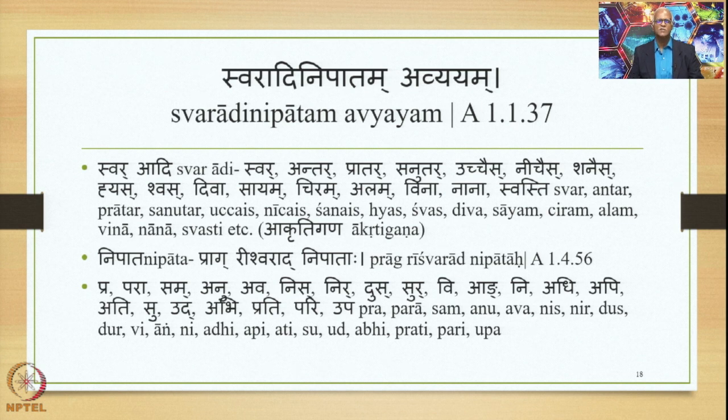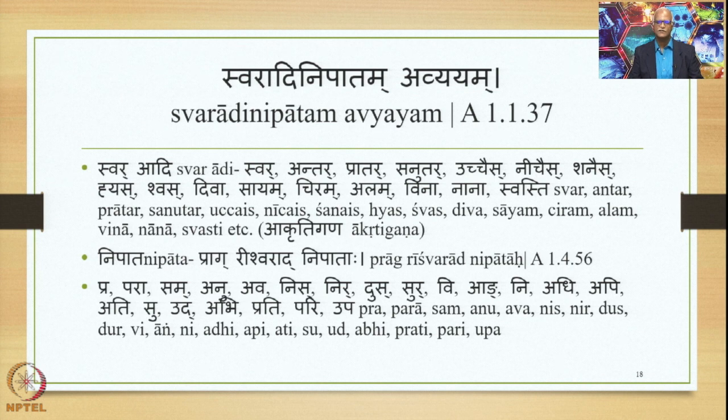The first one is Swaradi Nipatam Avyayam. In this sutra, Swaradi Nipatam is one pada and Avyayam is the other pada. Avyayam is the technical term which is defined as Swaradi Nipatam. Swaradi Nipatam has two constituents, Swaradi and Nipata. Let us look at what is Swaradi. Swaradi is obviously a compound which means Swar Adihi Yasya, a list of words at the beginning of which comes the word Swar. Here is that list.